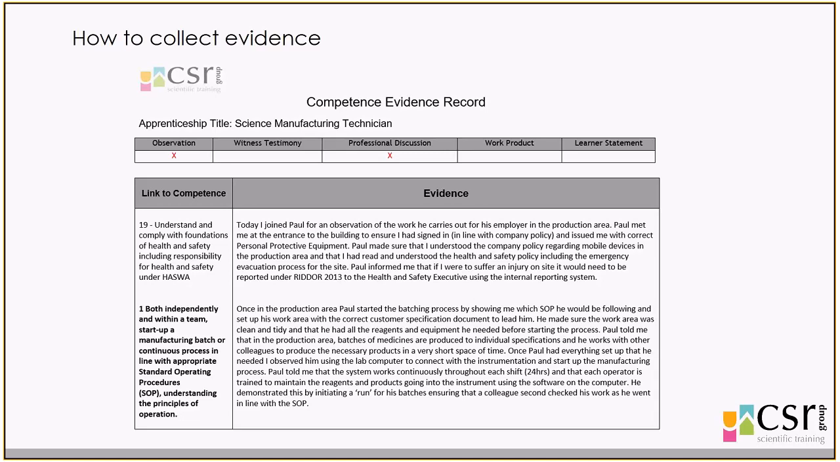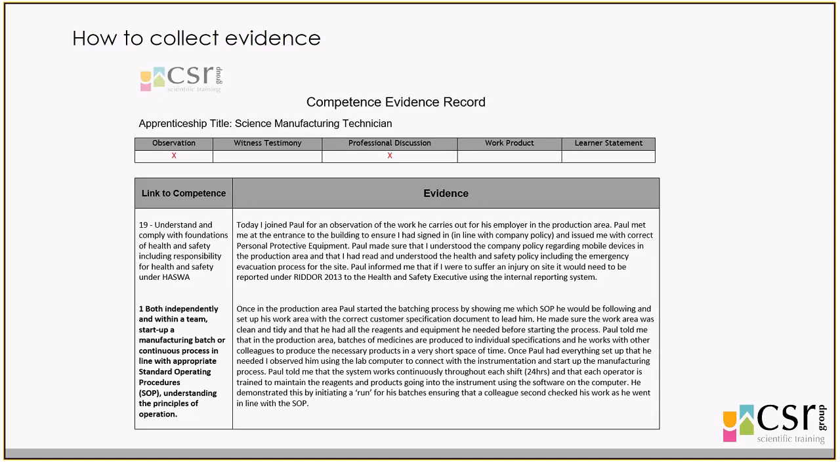On the left-hand side, in the link to the competence here, for this particular one, which is taken from the Science Manufacturing Technician Standard, we've talked about competence element number 19, understand and comply with the foundations of health and safety. And we've put that next to the evidence. So in this case, an observation and a bit of a discussion with the individual about health and safety in the environment, about reading through the health and safety processes for any visitors, having them signed in, and making sure that they understand the need to log any accidents or incidents on the health and safety system under the legislation RIDDOR 2013.